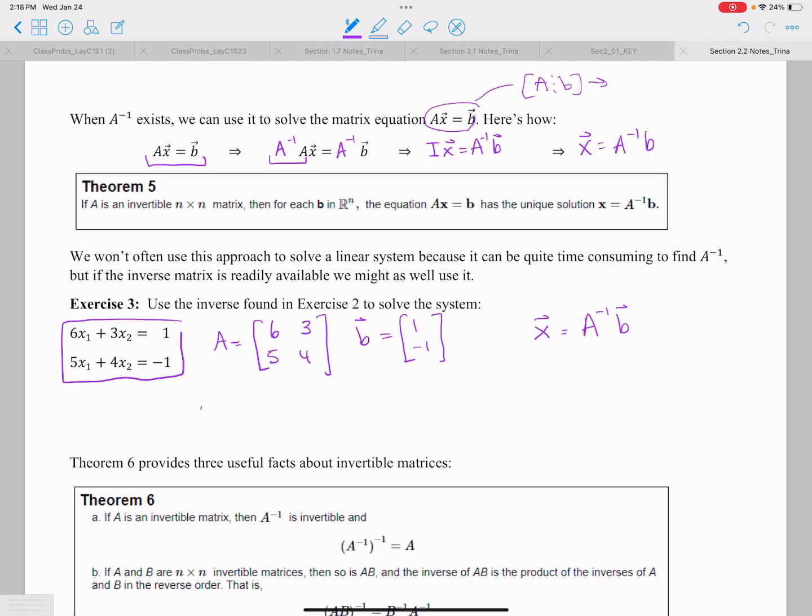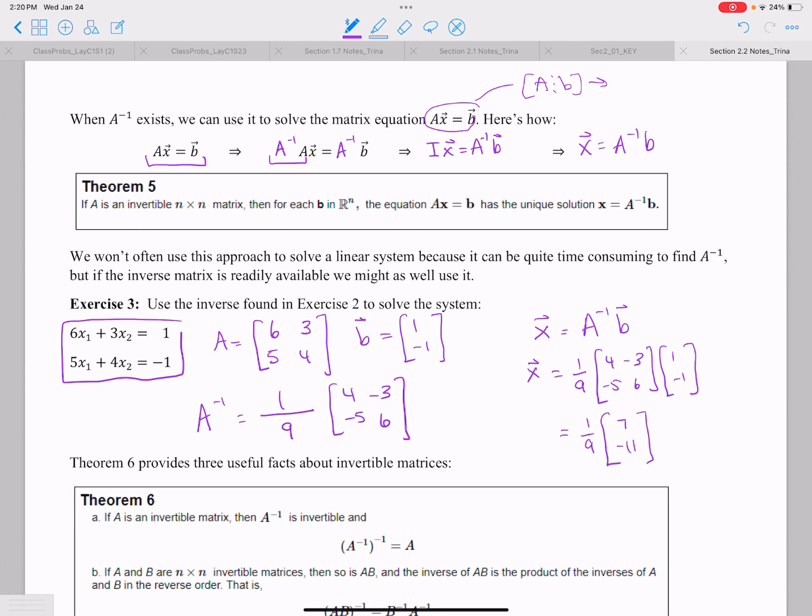So I need to have A inverse. We have that A inverse is 1/9 times this 4, -3, -5, 6. Just to avoid fractions inside my matrix, I'm going to leave it like that. So we have that x equals this A inverse times B. B is 1, -1. Now multiplying, I'm going to leave my 1/9 out front for now. And I have 4 plus 3 is 7, -5 minus 6 is -11. So that is my solution. Again, I could write that as 7/9 and -11/9.